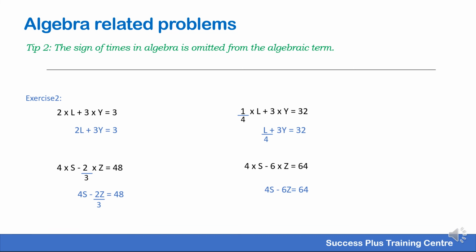The answer for the first equation is 2l plus 3y equals to 3, and that's your algebraic equation. The next one is L divided by 4 plus 3y equals to 32. The answer to the third one is 4s take away 2/3 z equals to 48. And the fourth one is 4s take away 6z equals to 64. If you had any incorrect answer in this exercise or the previous exercise, then I would suggest that you practice this step more before you move on to the next step.